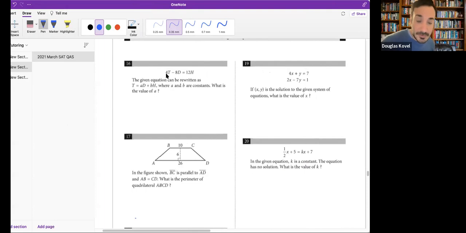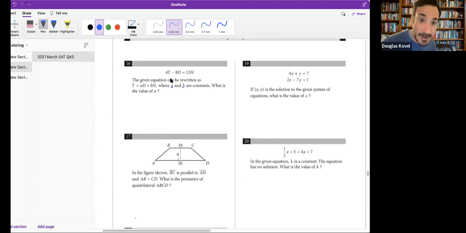So here we're given the equation 14 minus 8d is equal to 12h. And they're telling us the equation can be rewritten as t equals ad plus bh, where a and b are constants. They're asking us for the value of a. So a common question I get with this question in particular, and questions like it, is some students get confused about what they mean by constants. They just mean that a and b stand for some sort of fixed value. So it's not a variable that can be any number I want it to be. A and b actually stand for two real numbers, and we have to figure out what they are. In this case, we only need to figure out what a is as far as answering the question.